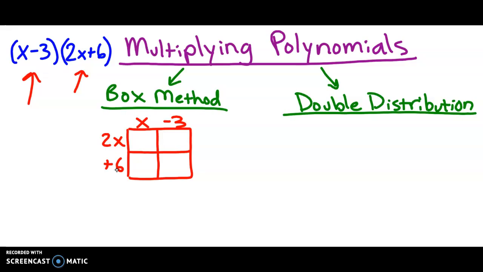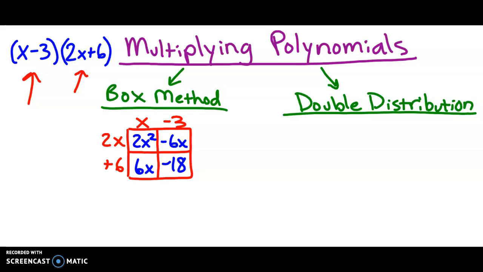Now to get each of the boxes and fill them in, we are multiplying. So 2x times x gives us that this box is 2x squared. 2x times negative 3 is negative 6x. 6 times x is 6x. And 6 times negative 3 is negative 18. Okay? And then from here, what we're going to do is combine like terms.